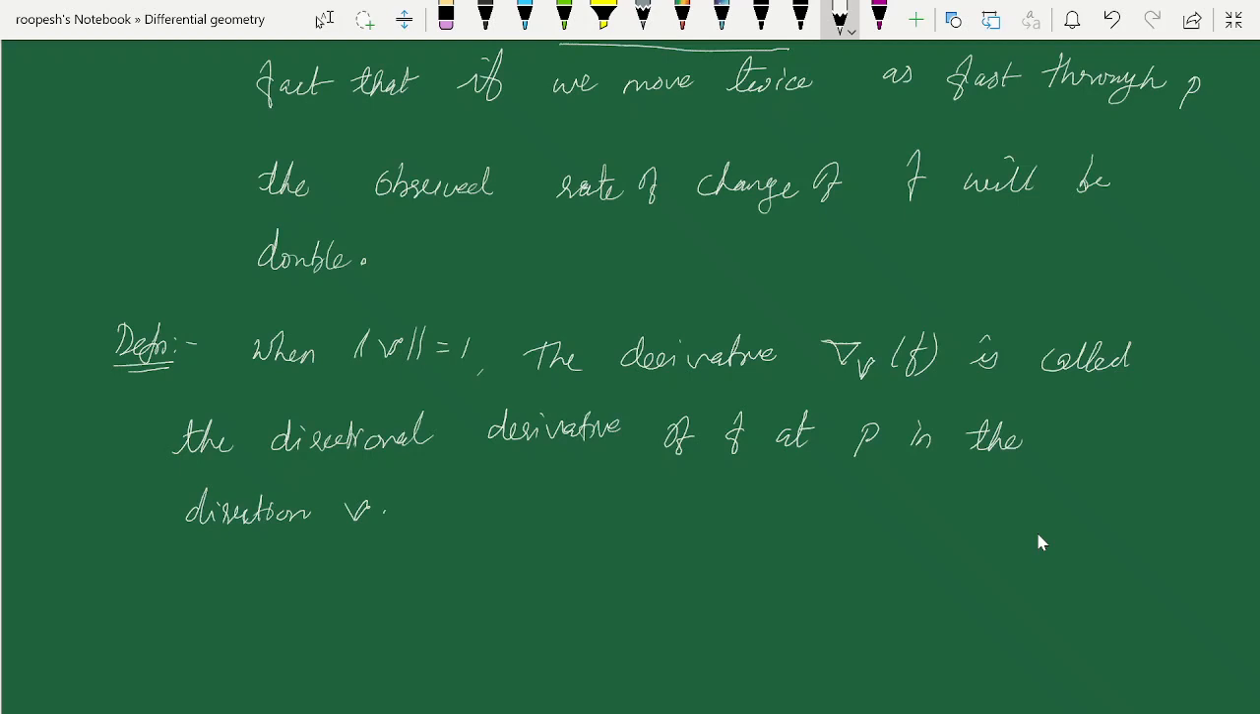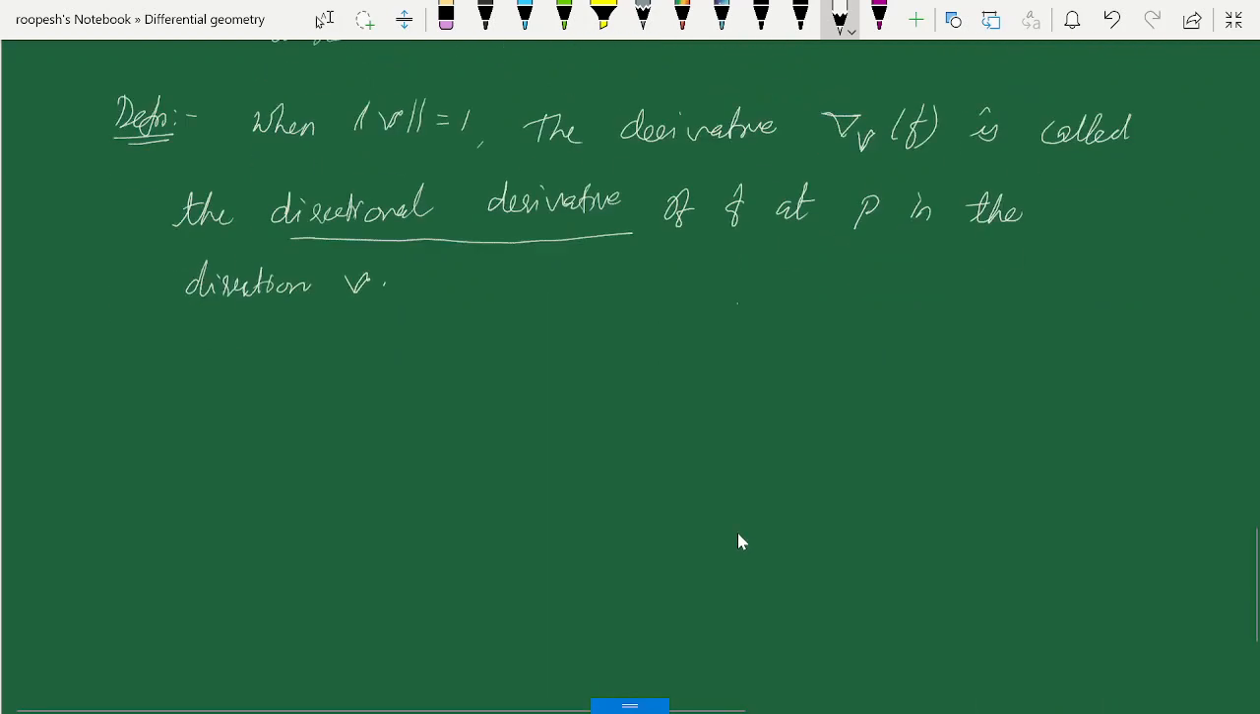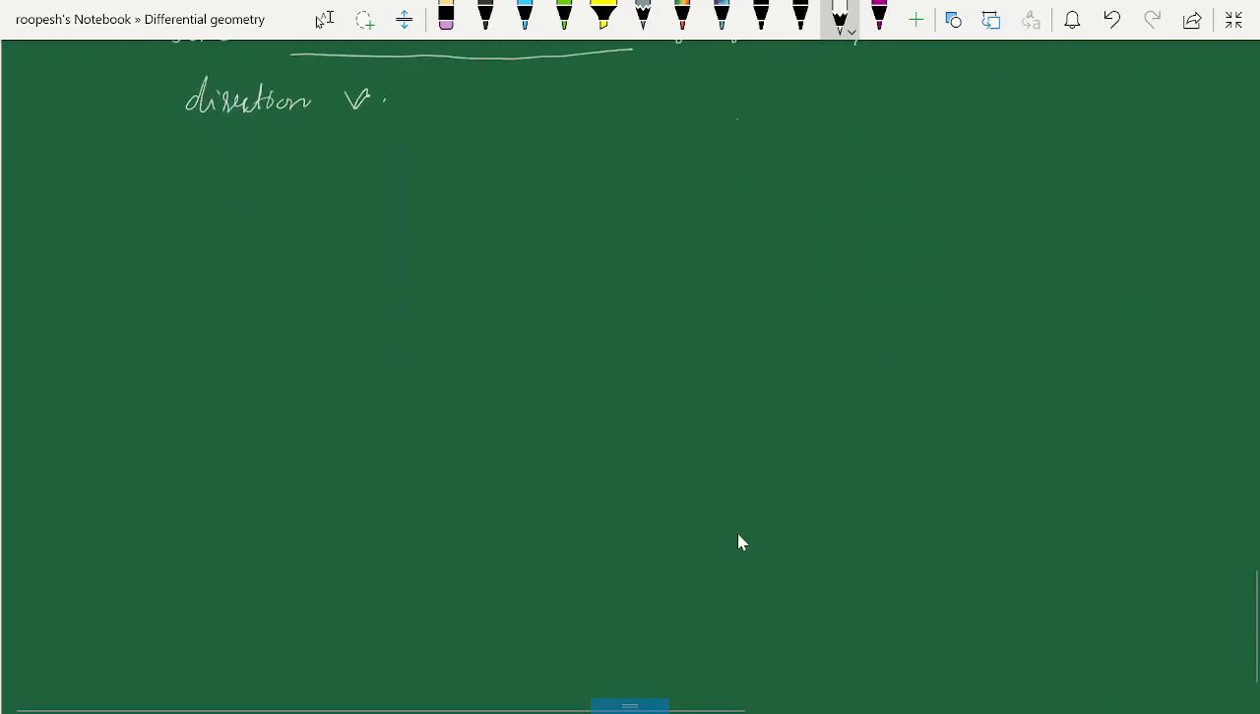So what is a directional derivative? Whenever you are finding the derivative of a function with respect to a vector, and that vector is of magnitude 1, we say that it's a directional derivative. Next we want to solve some problems.